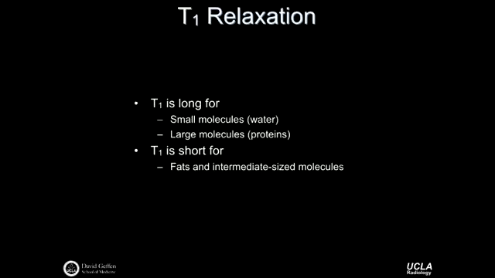We can talk a little bit about when T1 is long and when T1 is short. T1 in general is going to be long for small molecules, things like water, but it's also going to be long for large molecules like proteins. So it has a sort of quadratic behavior, if you will, with regard to the length scale of things. In general, T1 is going to be short for things like fats. Remember, fats have hydrogen in them. They're not bound as water typically, but as CH groups. And it's going to be short for other intermediate-sized molecules.